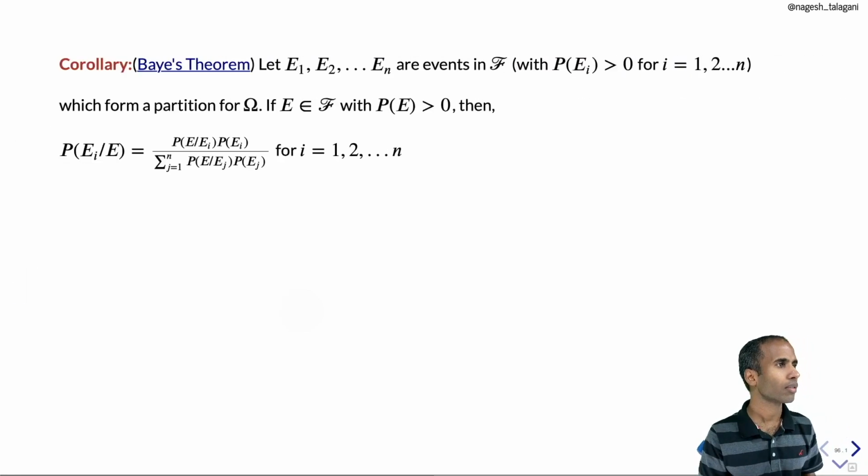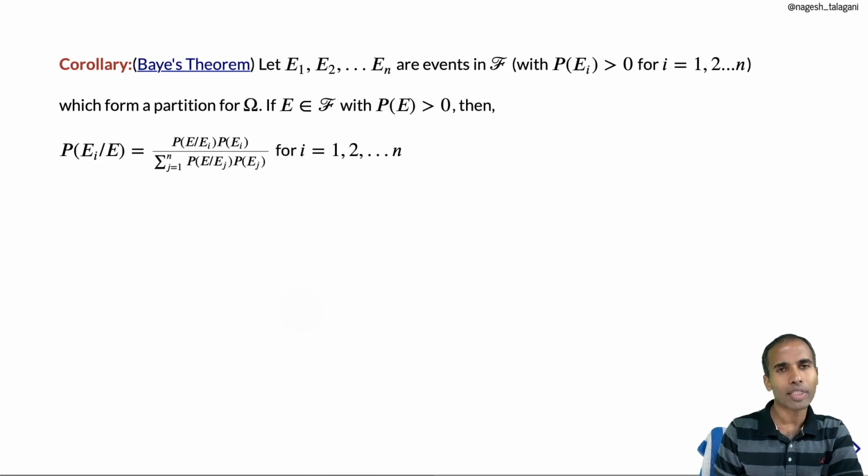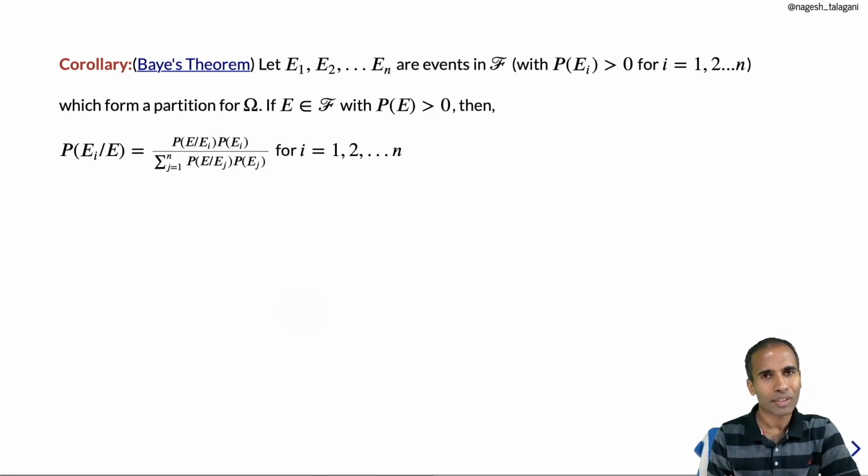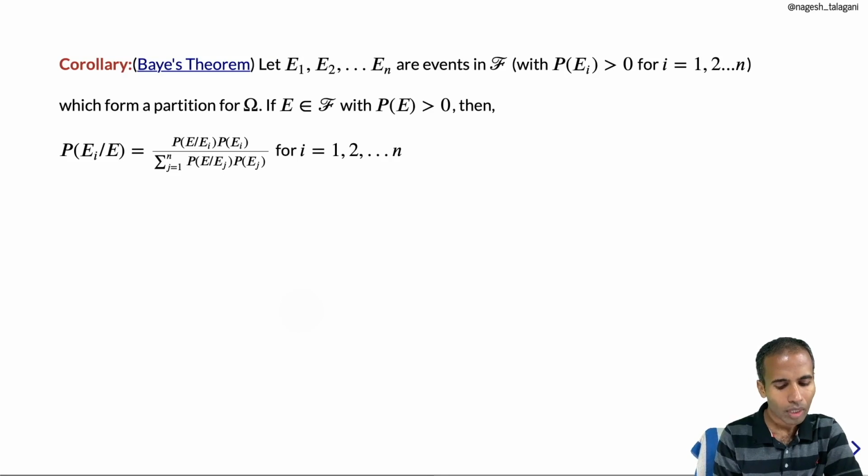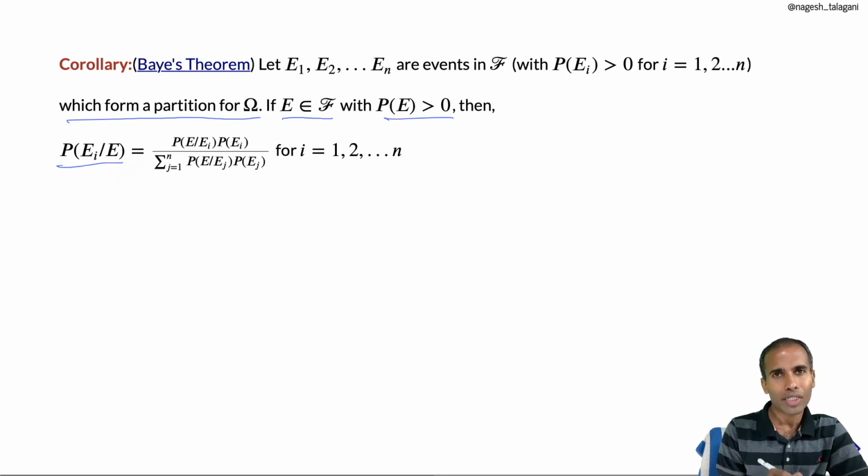Next, corollary of Bayes theorem. Again, the statement is in a similar setup. Let E1, E2, and so on, En be n events in the event space, each with a positive probability, and which form a partition for omega, and E is any event in the event space with a positive probability. Then the probability of Ei given E is equal to probability of E given Ei times probability of Ei, divided by summation j equal to 1 to n probability of E given Ej times probability of Ej.